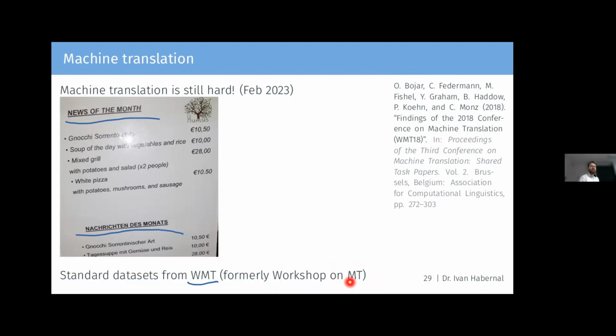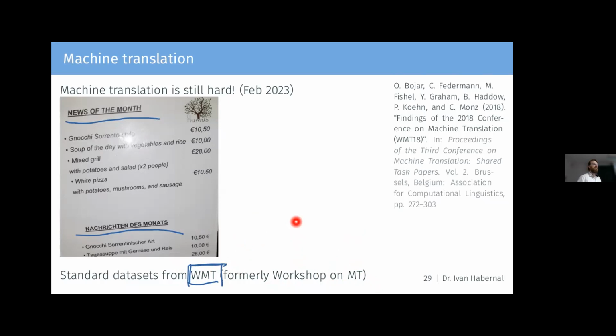Now it's called Conference on Machine Translation, but they're using the WMT shortcut for the data set. So WMT14 is, for example, a very famous data set for English-German translation on general topics. So machine translation, what is so hard about it? What is hard about machine translation?